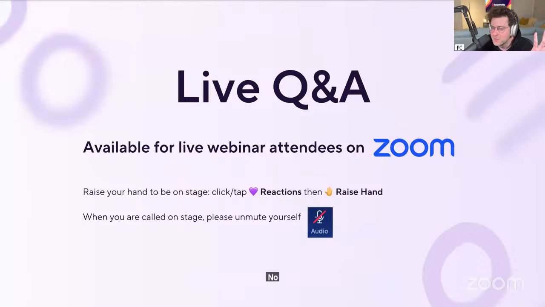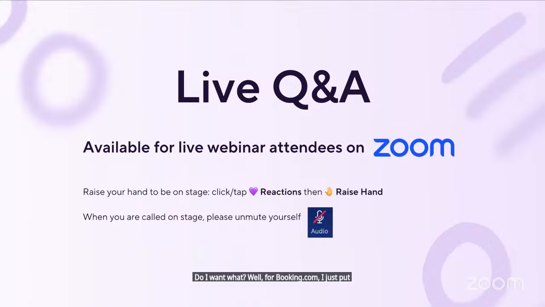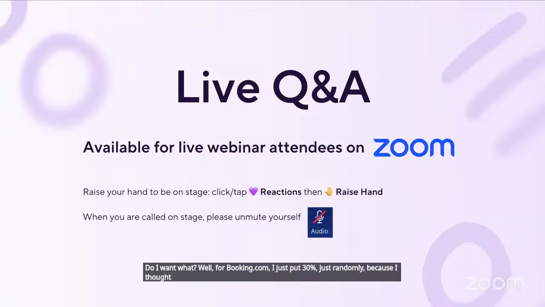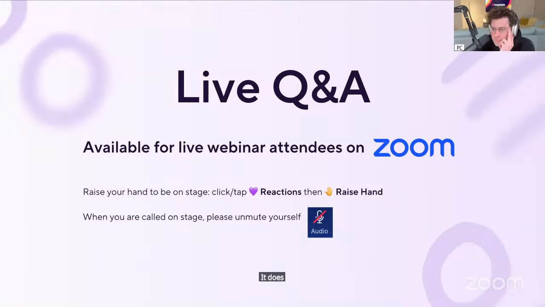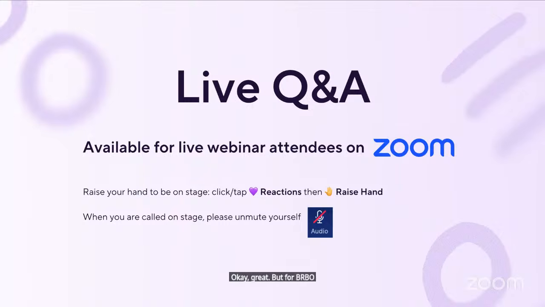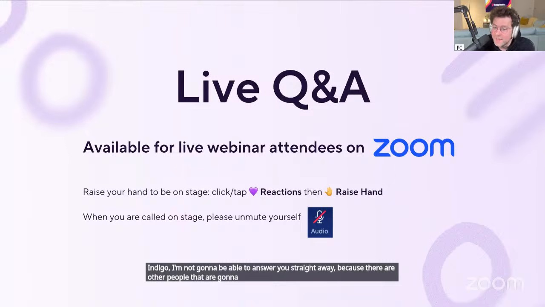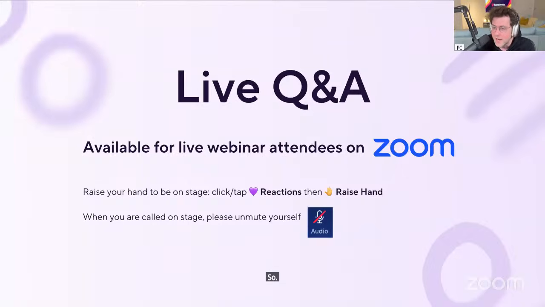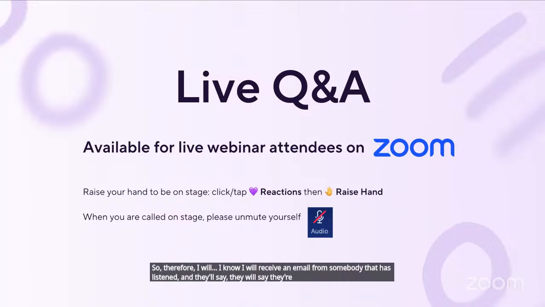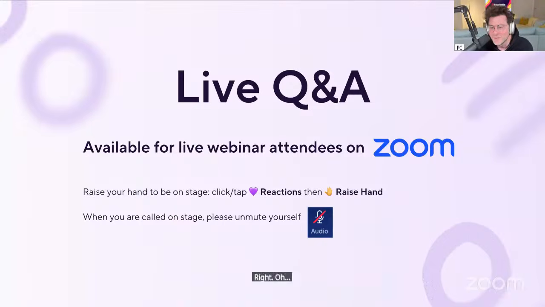I think you were saying that you have a 30% markup for Booking.com. Well, for Booking.com, I just put 30% randomly because I thought that would make them pay more. It does. Okay, great. But for VRBO, what do I put? Depends on the commission that you have. Indigo, I'm not going to be able to answer you straight away because there are other people listening and they are going to be taking that value as well. What is true for direct and for Airbnb is not true for VRBO or Booking. So I will receive an email from somebody that has listened saying they're suing Hospitable for $1 billion. So yes, this is also the kind of thing we're dealing with.